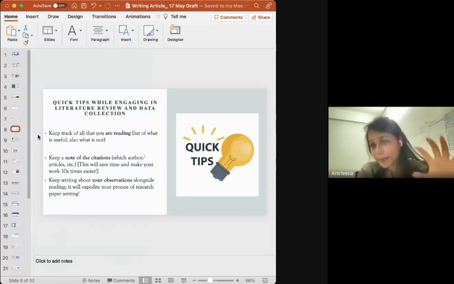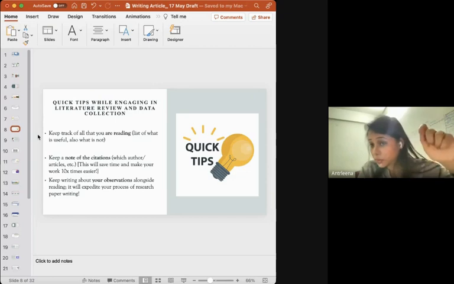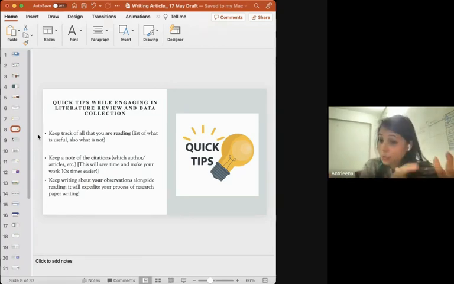This is what you do while evaluating your research, as well as while doing a literature review. You keep track of everything that you're reading. Suppose you're reading about gender and literature, as I was telling you, keep track of everything, the ones that will be helpful for your research paper as well as the ones that will not be helpful. That way you will know what to refer to and what not to refer to. So keep track of your reading list and keep a note of the citations.